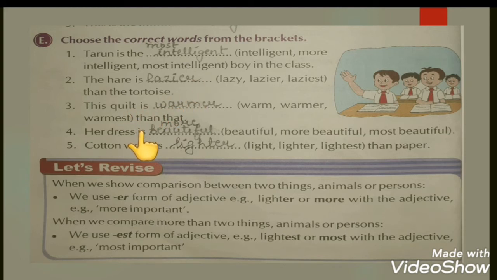Now third, fourth, fifth you have to try by your own. So we use er form of adjectives. Example, lighter, more with the adjectives. Example, more important. When we compare more than two things, animals or persons, we use est or most important. These are the words er and est which are used when we compare persons, things or animals. When we compare only two, we use er, and when we compare more than two, we use est.